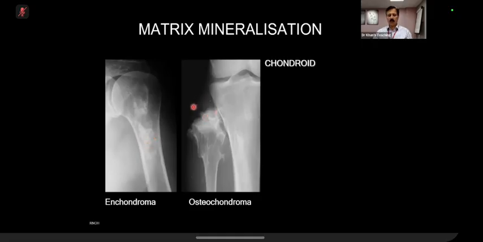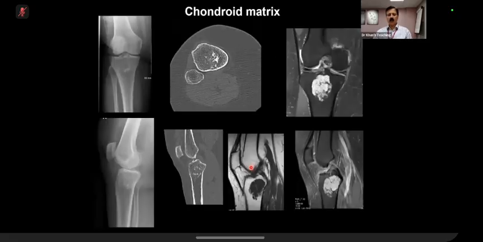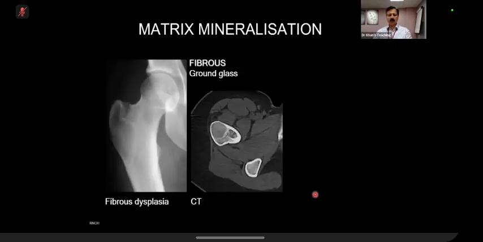Chondroid matrix is also seen here in an osteochondroma, where you can see all of this. On an MR, when you look inside a lesion, you can see this lobulated high signal on T2-weighted sequences. So this is important for you to remember, the MR signal of chondroid matrix. We will come back to these points when we do cases.